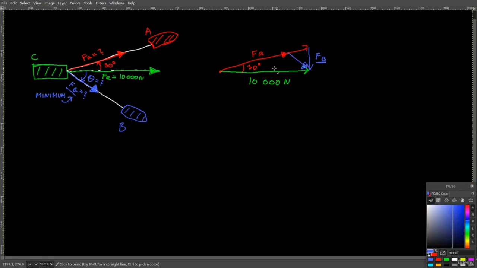Maybe it helps if I treat this green arrow, 10,000 newtons, as a hypotenuse in a right triangle. So I'm going to flip this triangle upside down. In the first case, FA is like this, then this would be FB, and this would be my FR. That's the case where I treat FA as my hypotenuse, right? You can see that you have your right triangle here.